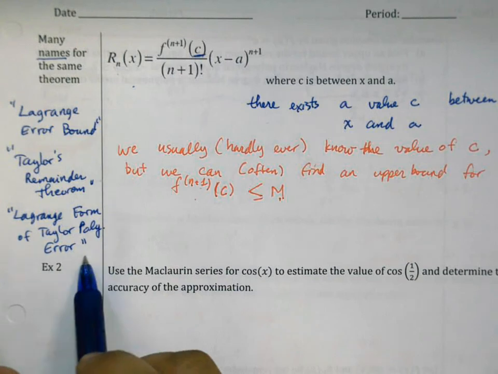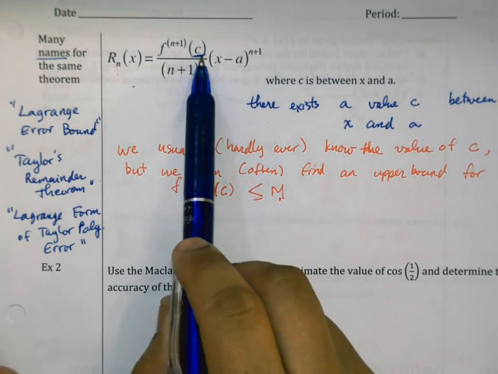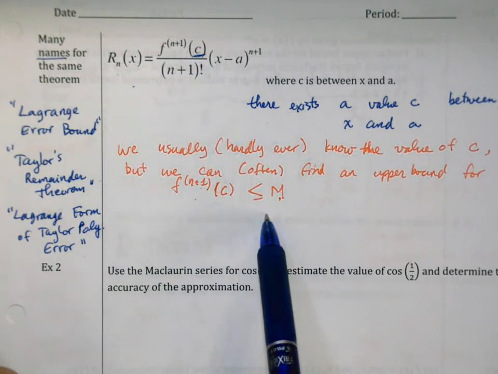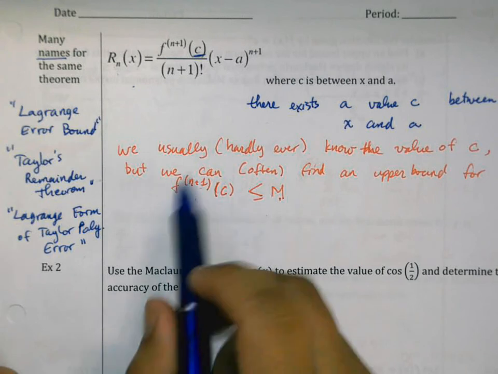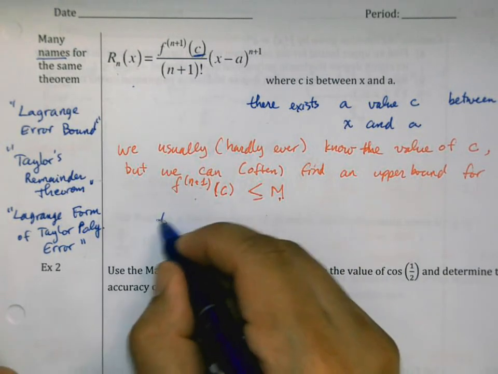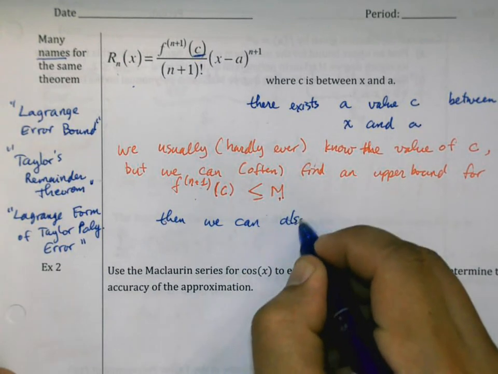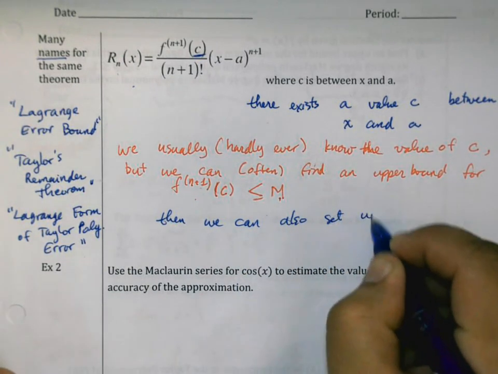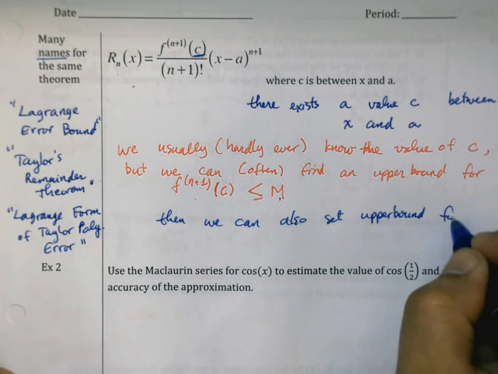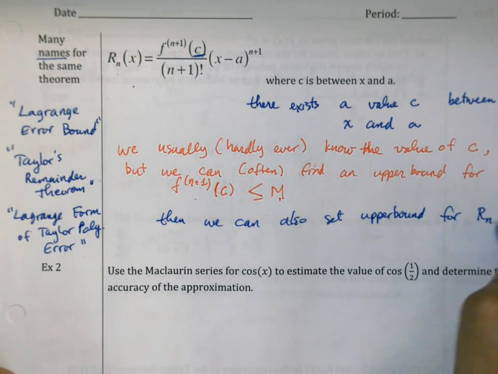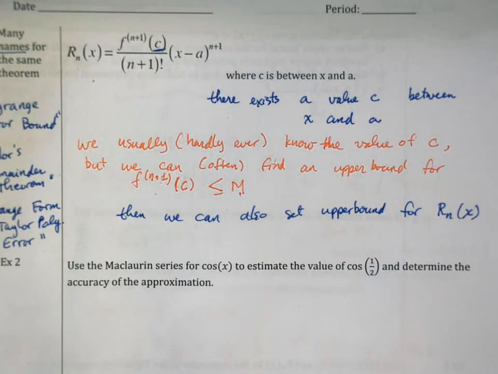And again, the idea is we're going to use this theorem. We don't ever really know what c is really equal to, but we can set an upper bound for it. And that means if we set an upper bound for this value, then we can also set an upper bound for the remainder, or the error, for R sub n of x.